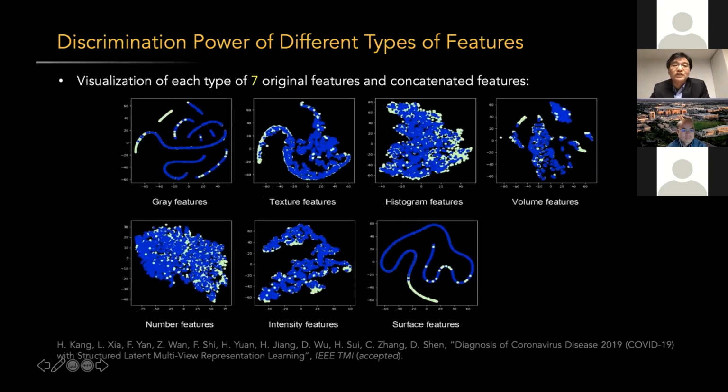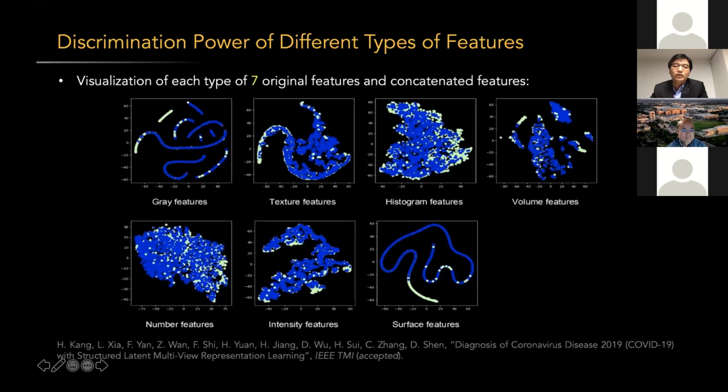In this slide, I just want to show you the difficulty of these features for the classification task. We will show you these 7 original features, visualizing them one by one. Let's take a look at the first type of features, gray features. You see 2 colors, one is green, another is blue. You see they are highly overlapped if you use a gray level feature. And also you see the feature distribution looks like a manifold. They are not distributed uniformly in the space.